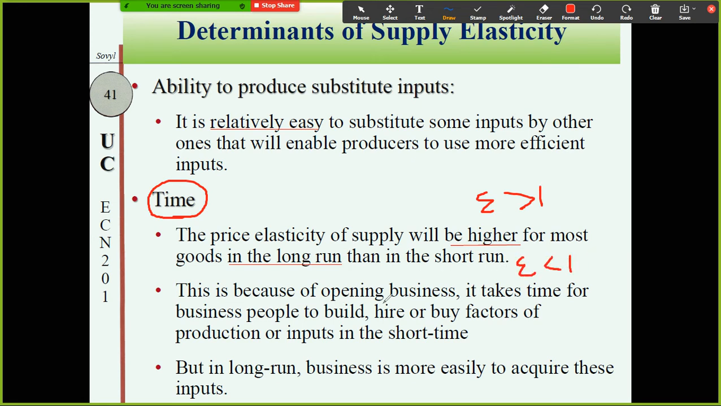This is because of opening a business. It takes time for business people to build or buy factors of production or inputs in the short run. But in the long run, businesses can more easily acquire these inputs. In the short run, it's not easy to build factories, employ workers, or buy factors of production. But in the long run, it's long enough for us to change. That's why in the long run, price elasticity of demand or supply will be elastic, but in the short run, inelastic.